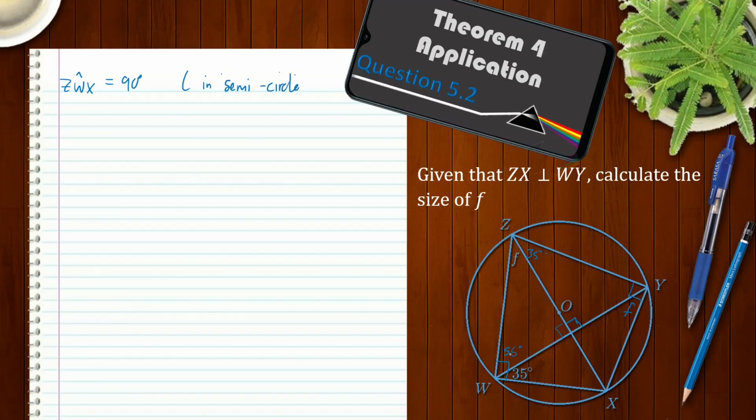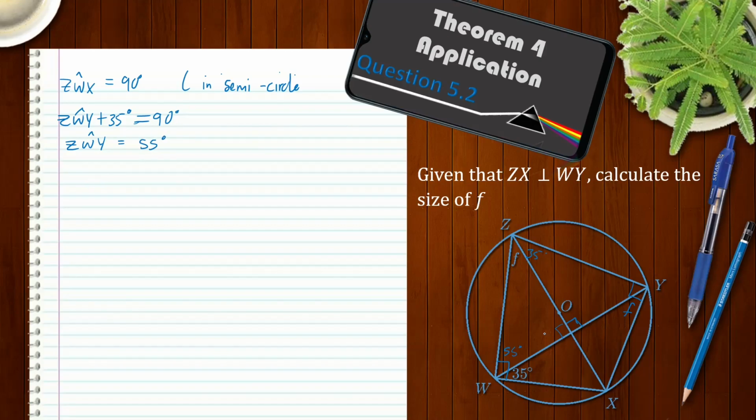Then we can solve for this angle. Since we know that ZWX is a right angle, we can say that ZWY plus 35 degrees is equal to 90 degrees. This just follows from the previous one. We've just basically replaced ZWX with its two adjacent angles. So this is going to be ZWY is equal to 55 when you say 90 minus 35.